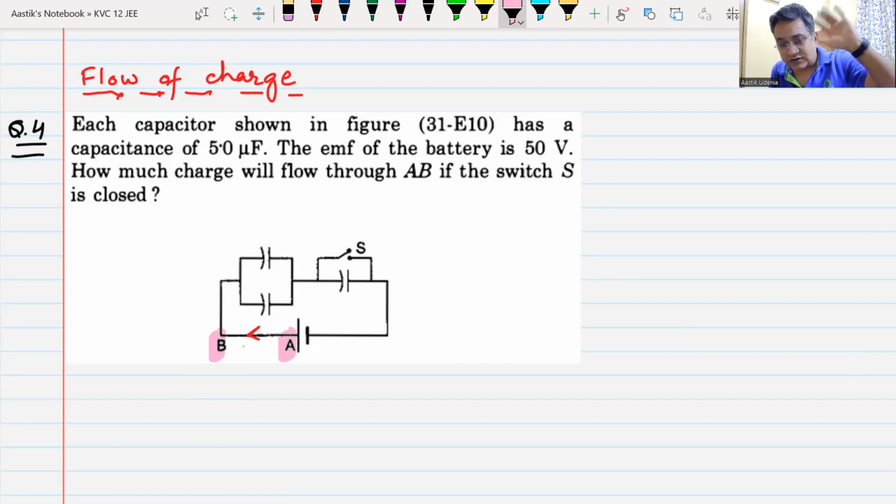Do we understand this, or has this gone above our head? Bye bye sir, ho gaya, chhod do, maaf kar do. Do we understand this? Yes, sir. Pakka? Yes, sir.